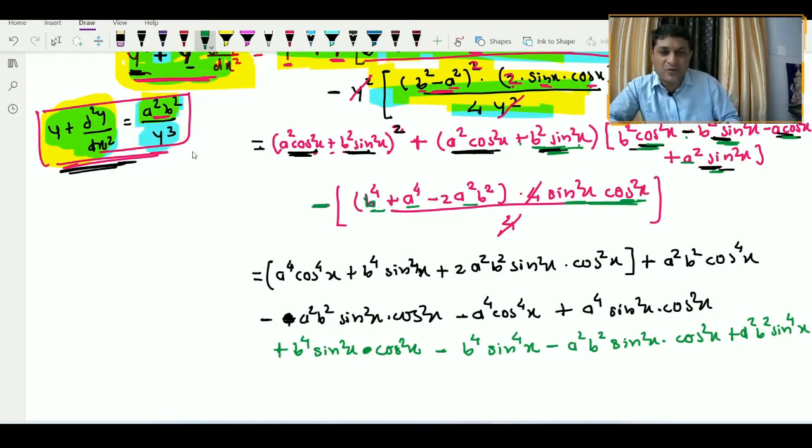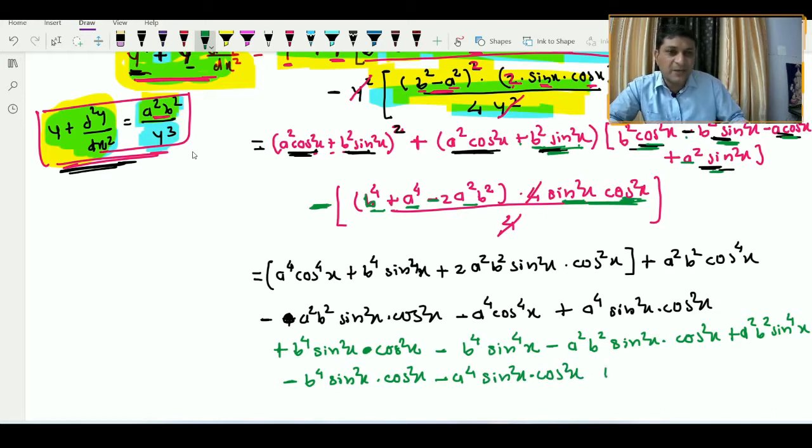Minus into b raised to power 4 is minus b raised to power 4 into sin square x into cos square x. Now minus into a raised to power 4 is minus a raised to power 4 into sin square x into cos square x. Now minus into this minus is plus, plus 2a square b square into sin square x into cos square x.